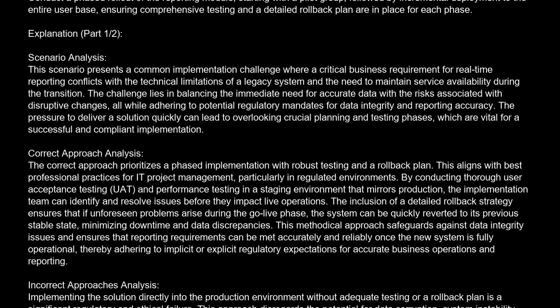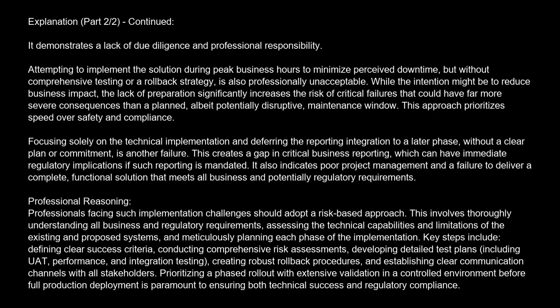Incorrect approach analysis. Implementing the solution directly into the production environment without adequate testing or a rollback plan is a significant regulatory and ethical failure. This approach disregards the potential for data corruption, system instability, and service disruption, which could lead to inaccurate reporting and non-compliance with any regulations requiring timely and accurate business data. It demonstrates a lack of due diligence and professional responsibility.